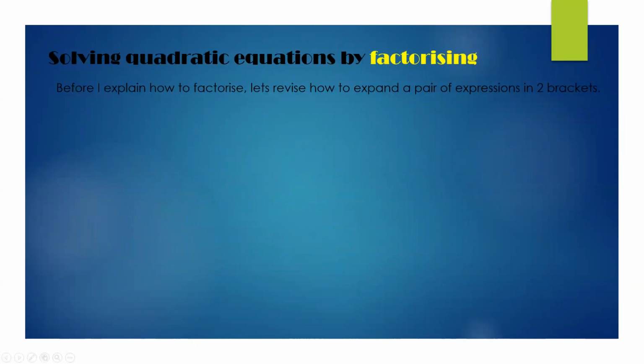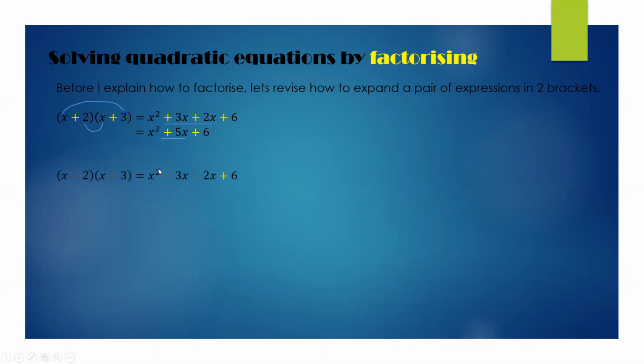Solving quadratic equations by factorizing. Before I explain how to factorize, let's revise how to expand first. By expanding two brackets, like for this example, you can see when I have x plus 2 and x plus 3, when we expand, you get x squared plus 5x plus 6. Then you can see from here, plus 3x plus 2x, when we add these two, 3x and 2x, that's why we get this 5x. So the middle part is when you add these two, and the first and the last are multiplied, 2 and 3, you get 6. So the middle one is the sum of these two terms.